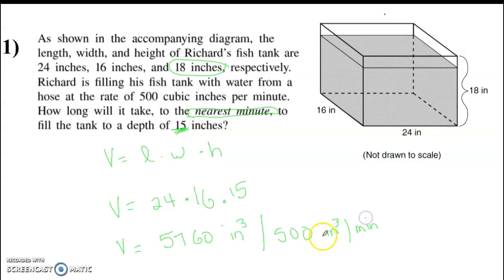I just like to write that because the units will cancel. And if I'm doing this math again in my head, of course I am, 5,760 divided by 500 is 11.52 minutes, but the question also asks for the nearest minute. So if I round it up, because I'm looking at a 5 and the number there is 1, it goes up, it will be 12 minutes. So filling the fish tank up to a depth of 15 inches is going to take, well, not me, but Richard, 12 minutes.